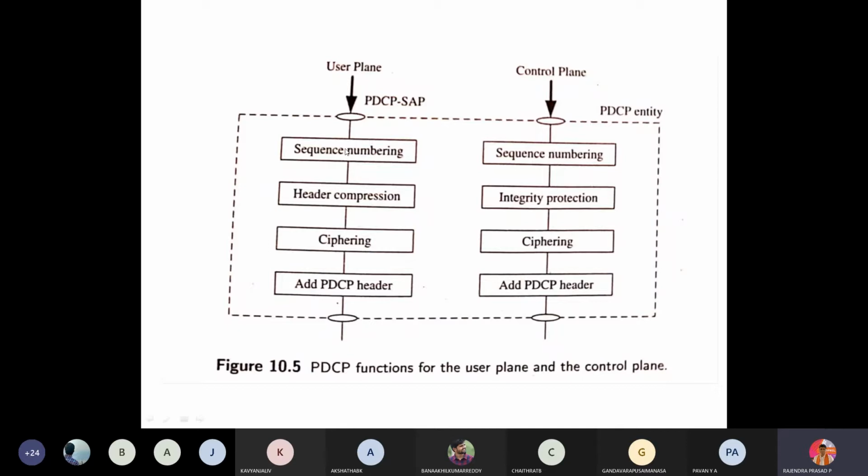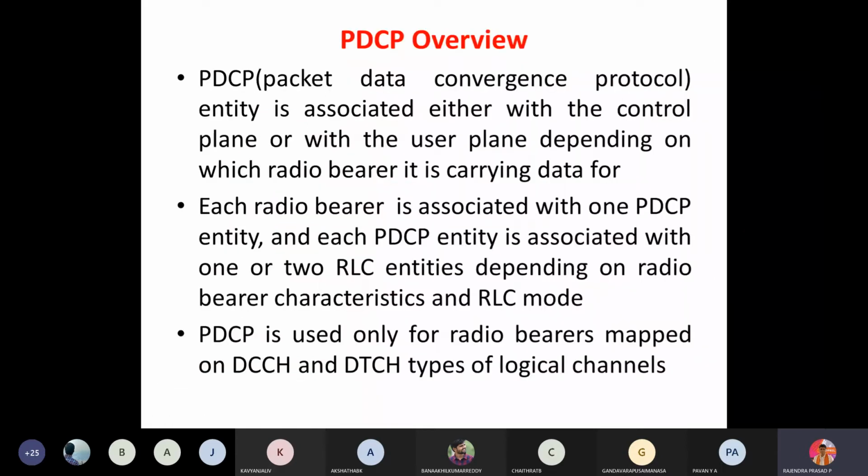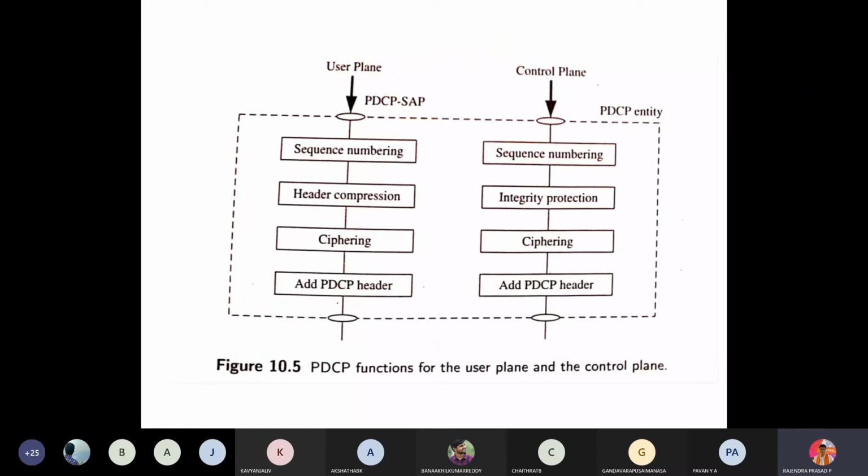When the user plane wants to transmit data, what functionality should it perform? One is sequence numbering, one is header compression, one is ciphering the text, and one is adding the PDCP header. In the same way, for the control plane we have the sequence number, integrity protection, ciphering, and we add the PDCP header.